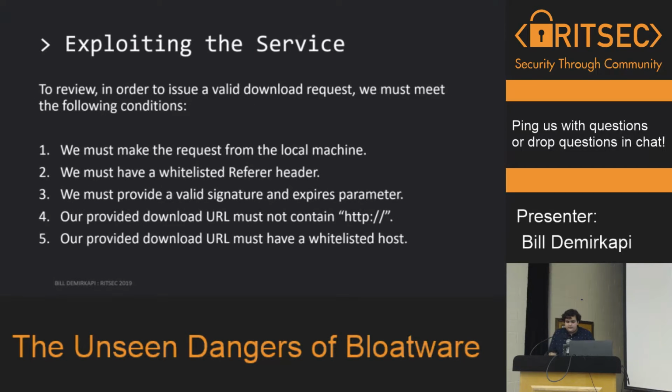So looking at how we can exploit this, we first have to look at what we covered. In order to make a valid download request, first we need to make the request from the local machine. I did some research to see if the request could be made from someone on the network, but it seemed like there were too many barriers to make a remote request from the same network. We need a whitelisted referer header, meaning that our request needs to come from a Dell website. We need a valid signature and expires parameter. We can't have our download URL start with http:// because if we do, it'll get stripped out. Finally, we need to provide a download URL that has a whitelisted host.